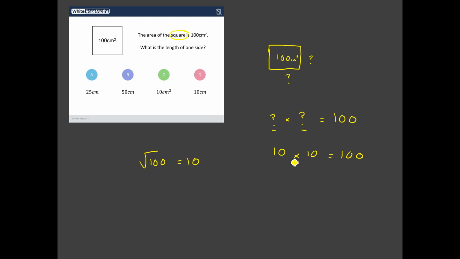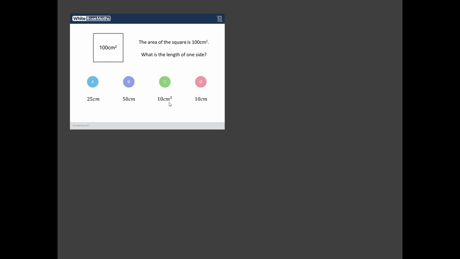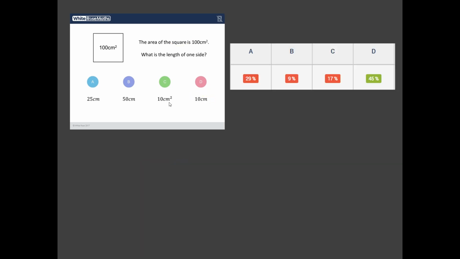So have I got my answer there? Well, wait a minute. C is 10 and D is 10. So which one's right? Well, it's asking about the length, and lengths are in centimetres. So the answer, I reckon, is D. Look at that, centimetres squared. That would be to do with area. So I'm going for D. Am I right? Yes. But look at that, 45% of students got that right. More than half of the students got it wrong.